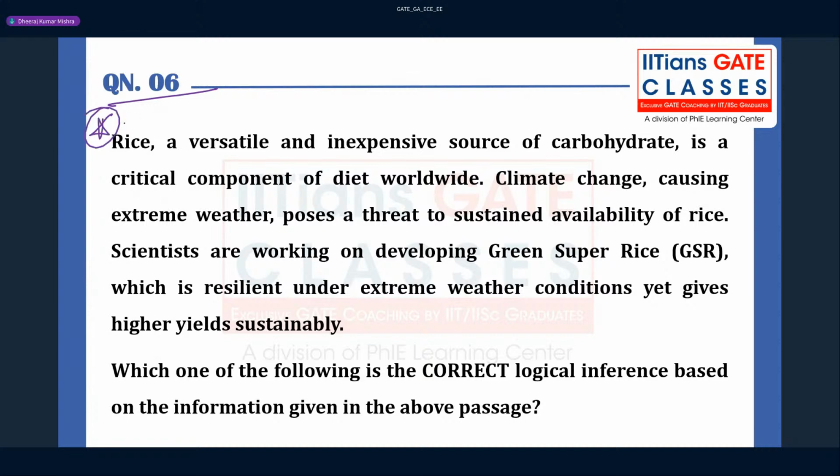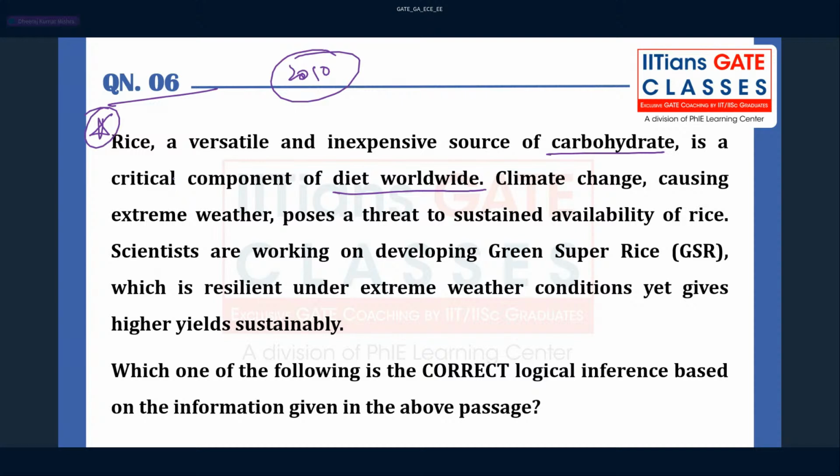Now question number 6, and this is the very same type of question they have been asking again and again for the last 13 to 14 years since GATE started, you can say 2010 onwards. So, rice, a versatile and inexpensive source of carbohydrate, is a critical component of the diet worldwide. Okay, so this is kind of a positivity they are talking about.